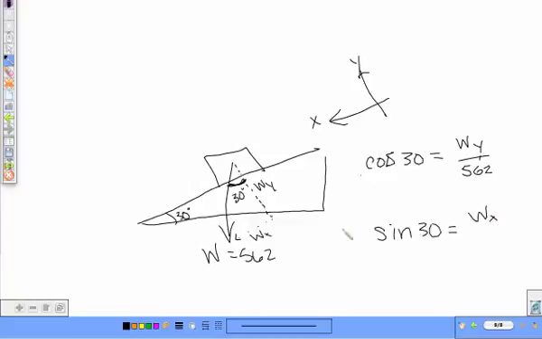What? That's our weight, not a mass, right? It says it weighs 562 newtons. Right, if it gave us the mass, we'd have to multiply by 9.8. So what is Wy? 0.7. And Wx?